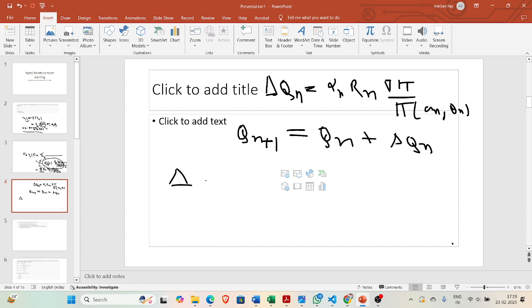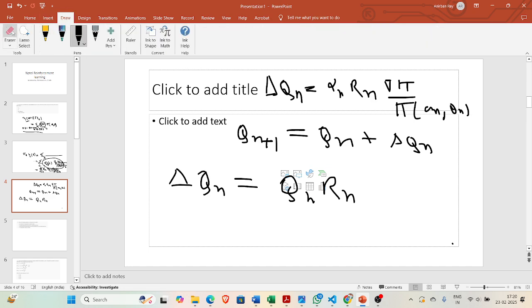Okay, and this is del qn. So another log form is this one: qn rn, no, not q, alpha actually, alpha n rn del by del theta ln pi an comma theta n. Okay. So this is our formulation.